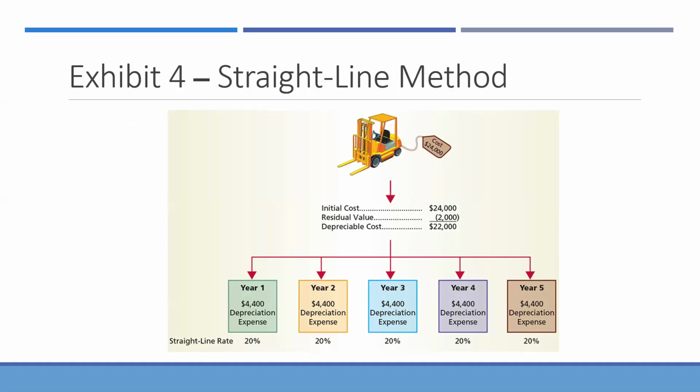A common mistake would be dividing the 24,000 by 5. But at the end of the useful life, we need to have $2,000 left over in the value of the asset. So we need to subtract 2,000 from 24,000 to arrive at our depreciable cost before we divide by 5. So that's a really important trip up that I see.